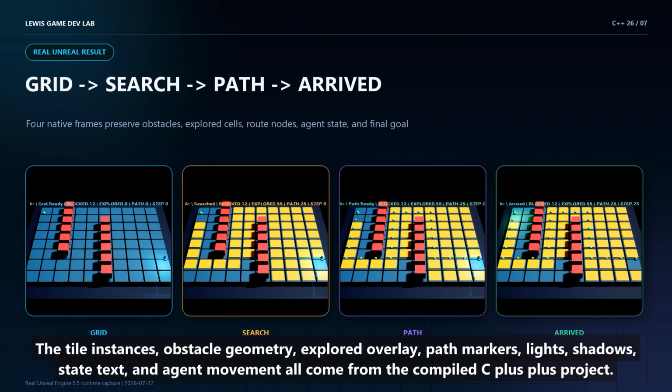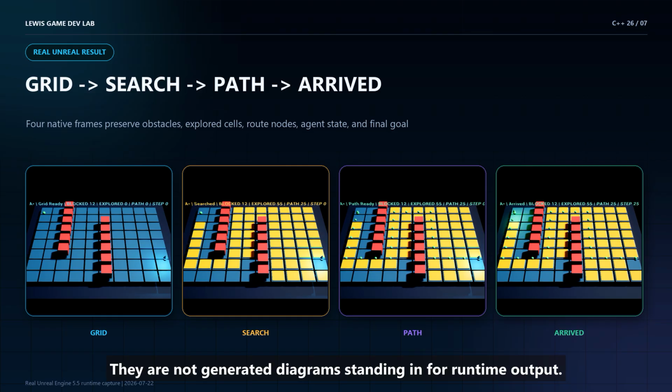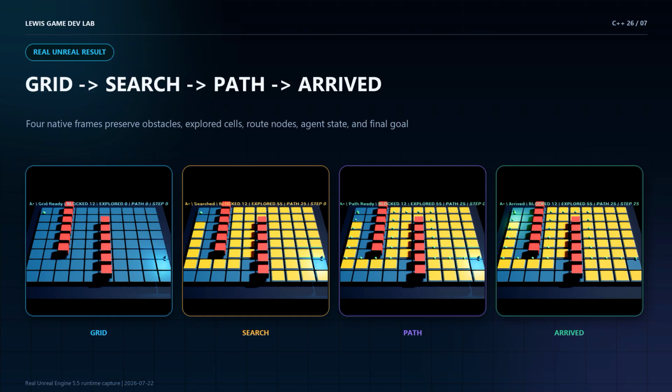The tile instances, obstacle geometry, explored overlay, path markers, lights, shadows, state text, and agent movement all come from the compiled C++ project. They are not generated diagrams standing in for runtime output.